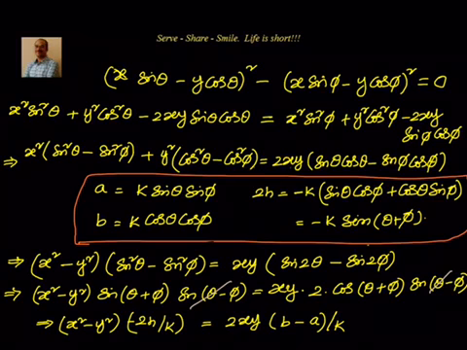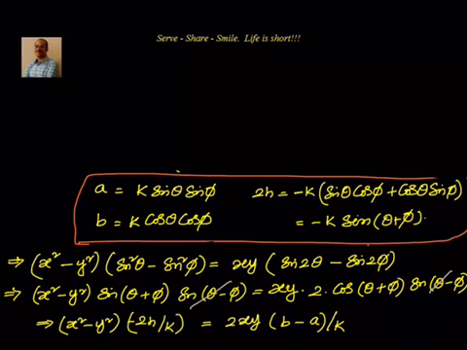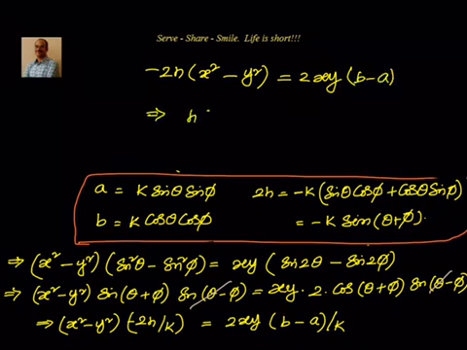We simplify this. In the next step we get, k, k will cancel. We will have minus 2h into (x square minus y square) equal to 2 into xy into (b minus a). I can cancel 2 again and multiply with negative. I will get h into (x square minus y square) equal to (a minus b) into xy.